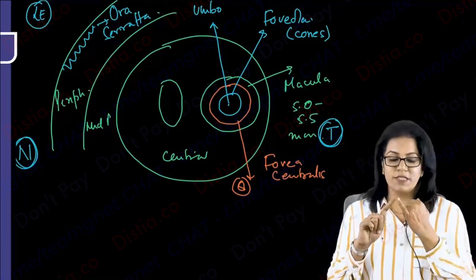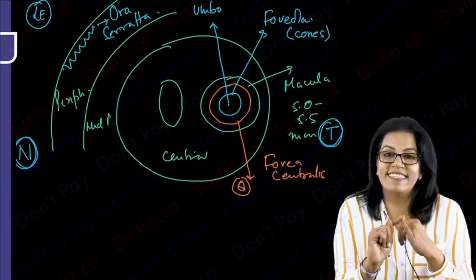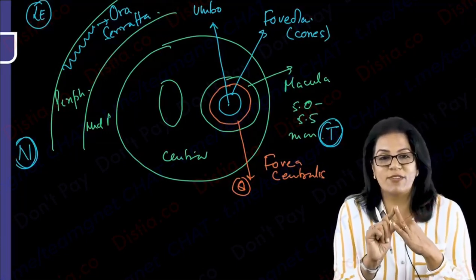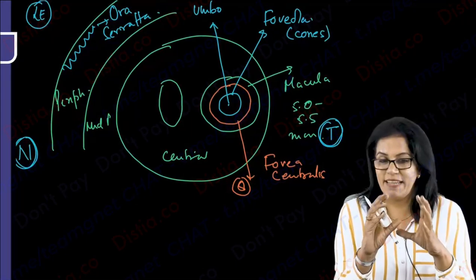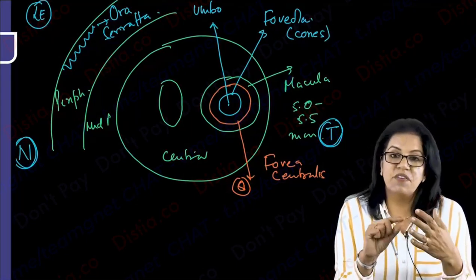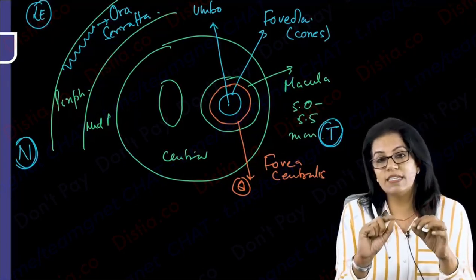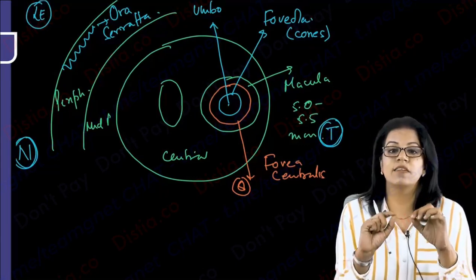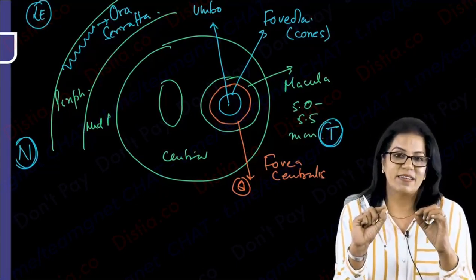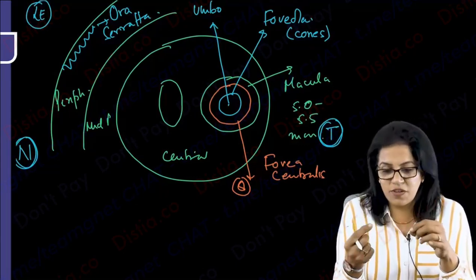Now, one question was the most sensitive part, the fovea centralis. They can ask you which is the thinnest part of the retina. Now, pay attention. Till last year, we were answering this as ora serrata. But the latest edition of Khurana is saying it is the fovea which is the thinnest part. So please change it to fovea only.